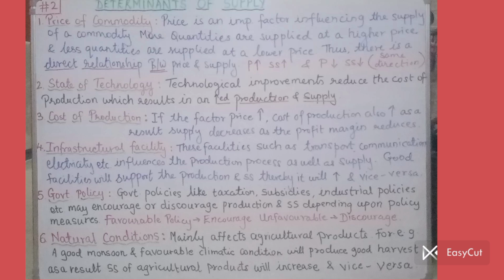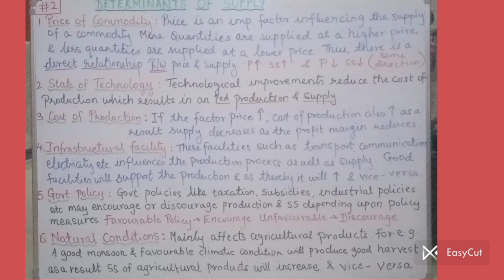I have shown with the help of an arrow. Instead of writing the full spellings, I am showing an arrow, increased supply. Okay. Now point number 3, cost of production. That means whatever is the actual expenditure involved in producing a product, that is called cost of production.